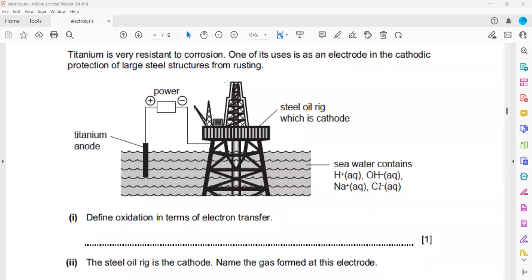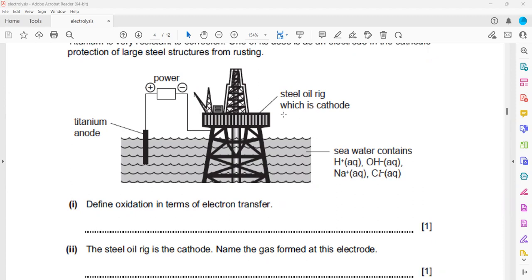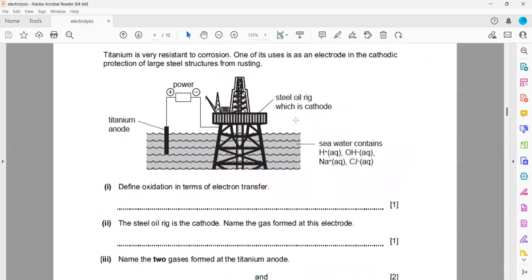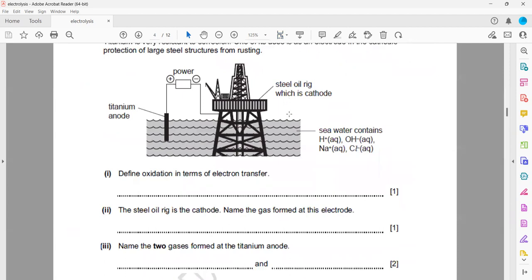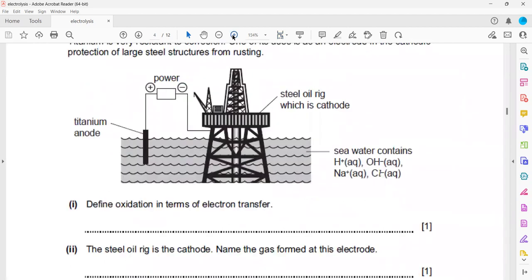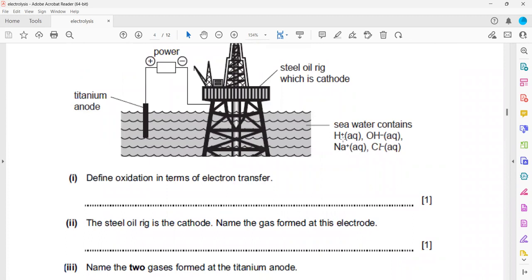In question 4, titanium is very resistant to corrosion, like titanium does not rust. One of its uses is as an electrode for cathodic protection of a large steel structure from rusting. So this is a steel oil rig, which is a cathode. Cathode means it's connected with a negative terminal, and there's a titanium anode. And what are the ions present in the seawater? It contains hydrogen ion, hydroxide ion, and sodium ion because it contains dissolved salt.